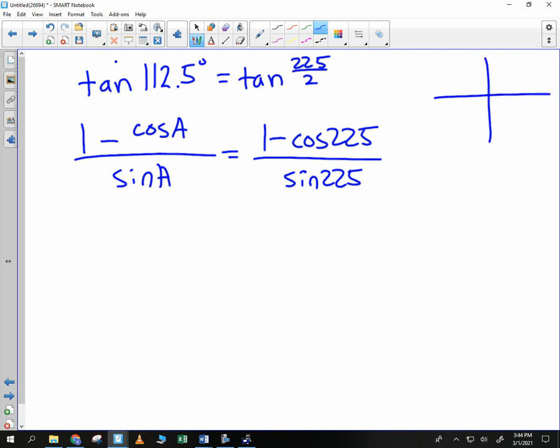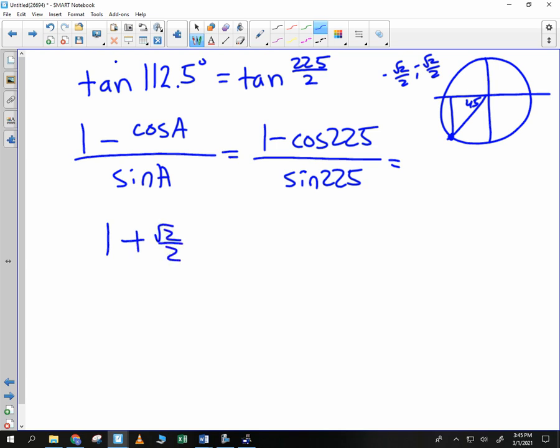225 degrees, right there, makes a 45-degree angle. That's going to be negative root of 2 over 2 and negative root of 2 over 2. So I have 1 minus negative root of 2 over 2, so plus root of 2 over 2, divided by negative root of 2 over 2. Change my 1 to 2 over 2. We're at 2 plus the root of 2 over 2, divided by negative root of 2 over 2.